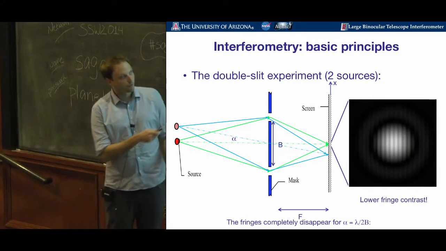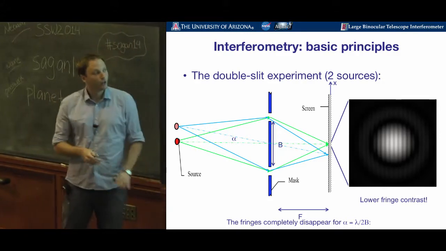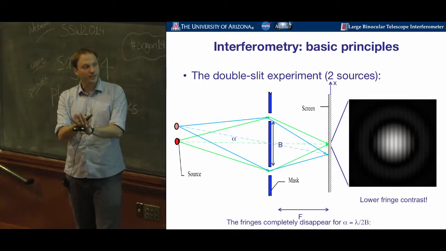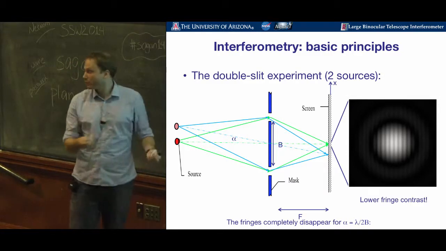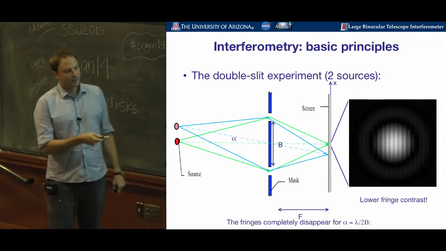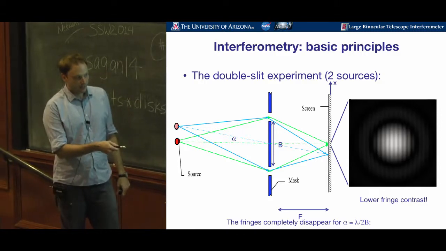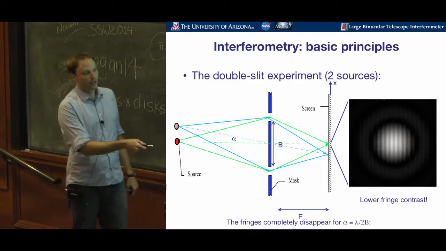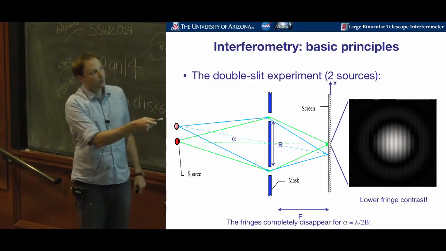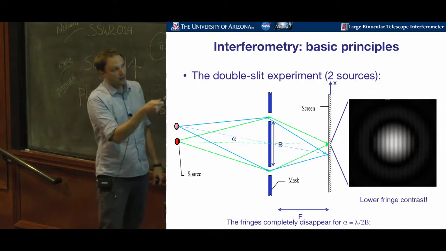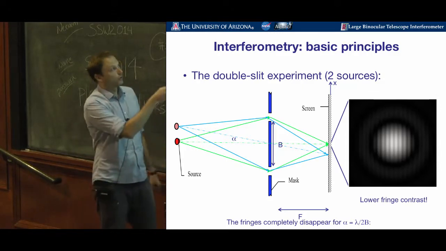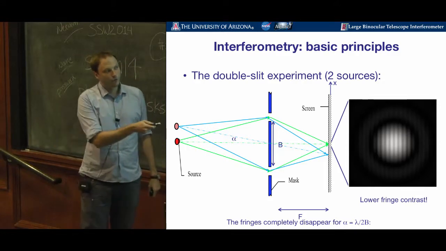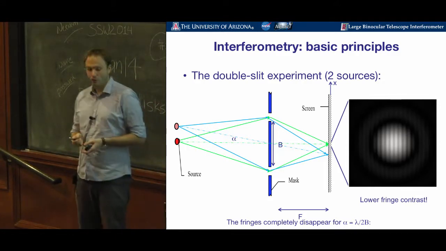So at some point, for a given angle alpha, the two sets of fringes will be completely out of phase, and you won't see any fringes. The contrast will be 0. And if that's the case, there is a simple formula saying that for 0, the angle is related to the wavelength and the baseline. So you can use the baseline, which is the distance between the two slits, and you can infer something about your object. You can infer the angular size of the object. And when we have no fringes here, we say that the object is resolved.